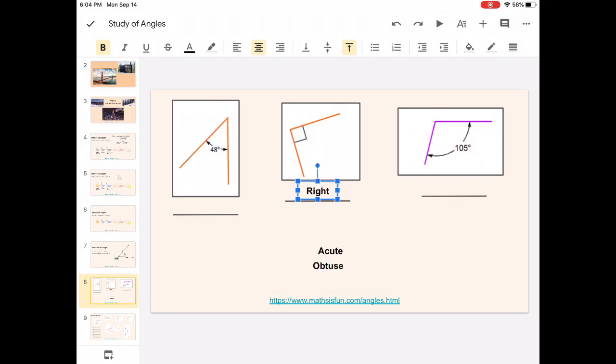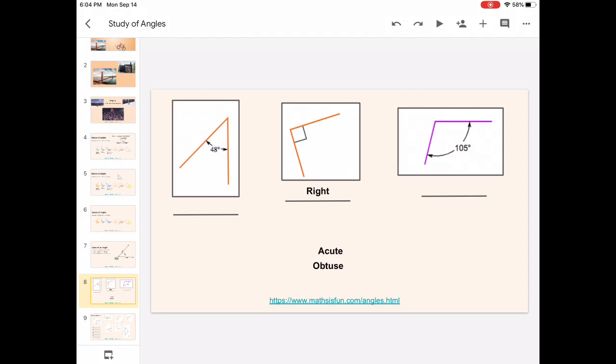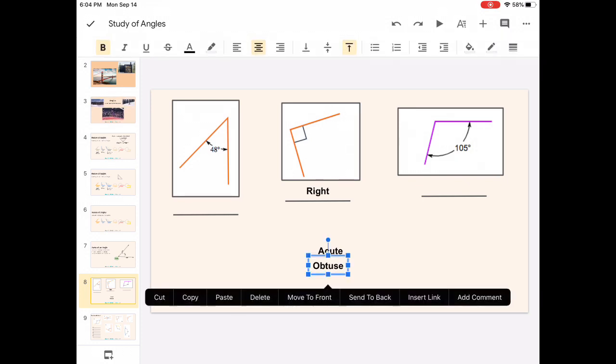There's the right angle. Now, which one is the acute angle? Now remember, an acute angle is less than 90 degrees. So look for the angle here that is less than 90 degrees. Is 105 less than 90 degrees? No. Is 48 less than 90 degrees? Yes, it is. So I'm going to label that one acute.